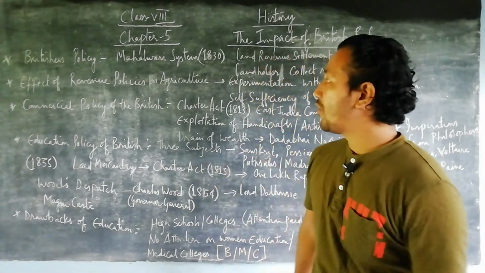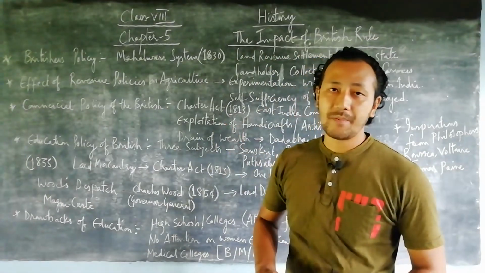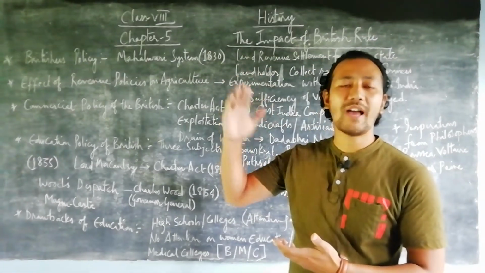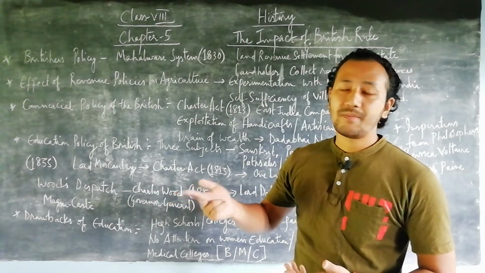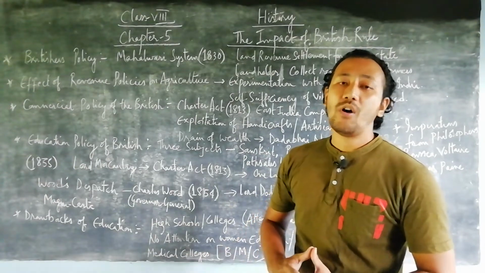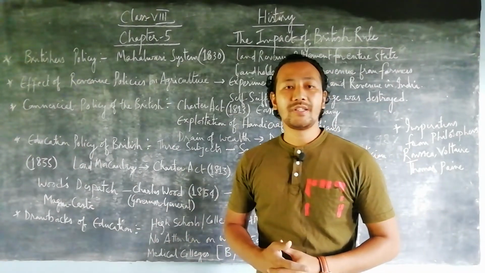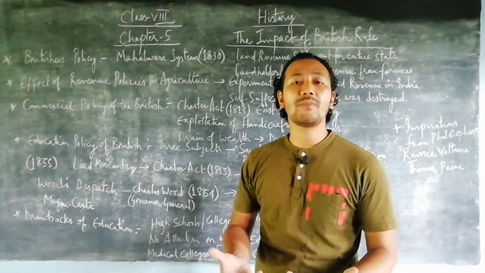So the next topic we focus on is the effect of revenue policies on agriculture. We have seen almost 4 to 5 policies: the Ijazari system, permanent settlement, right to resettlement, and Mahalwari settlement. After the Britishers implemented all these policies and schemes, what were exactly the effects of the revenue policies, mainly on agriculture?